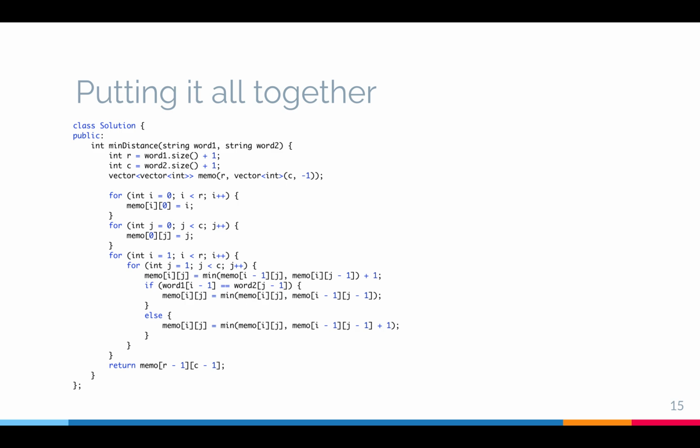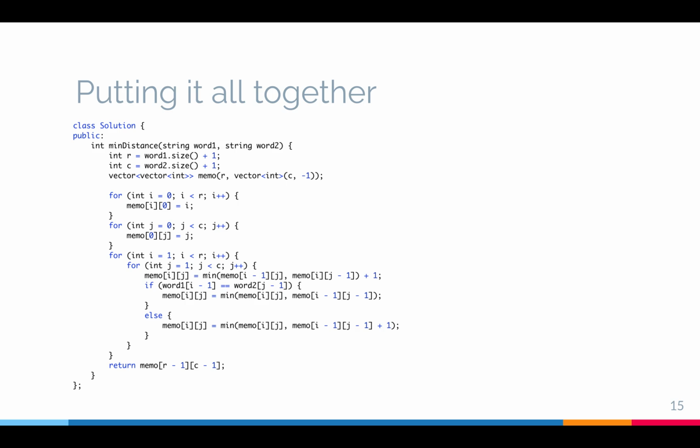The function takes in 2 strings, word1 and word2. First, initialize R and C to be constants for the later loops. And then you initialize a 2-dimensional vector of dimensions R and C, filling it all with -1. The next 2 for loops are base cases. So these are the 2 base cases we just talked about. If either one of the words has size 0, then the minimum would be the size of the other word. The next for loop, so this nested double for loop, is our main dynamic programming part.